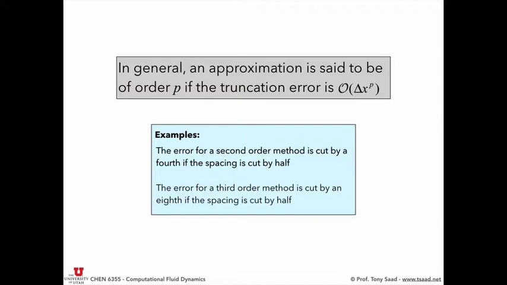If you cut delta x in half, or you double your number of grid points, I want you to think of it intuitively like that. What happens to your error? You're going to cut your error by an eighth. You can imagine the implications of that.